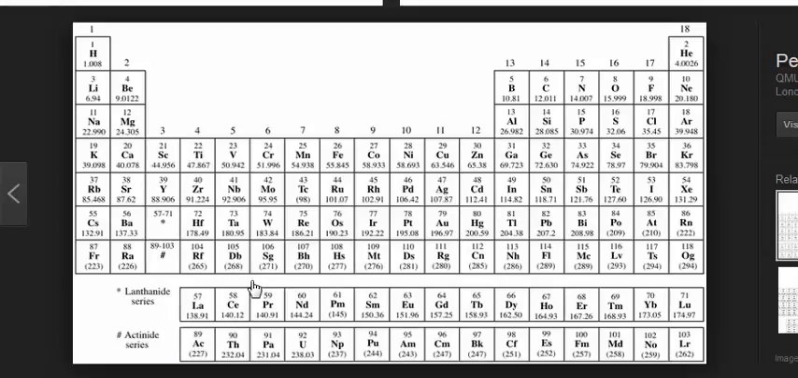On the periodic table, we find the molar mass in units of grams per mole of every element. I'm going to round to the hundredths place just for ease, but carbon has a molar mass of 12.01 grams per mole, hydrogen 1.01 grams per mole, and oxygen 16 grams per mole.